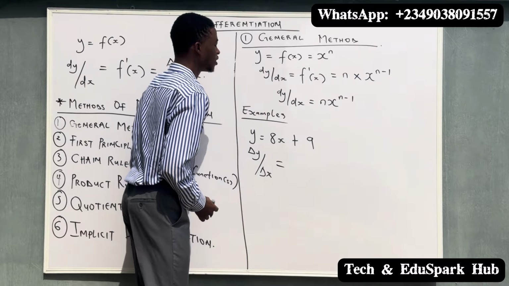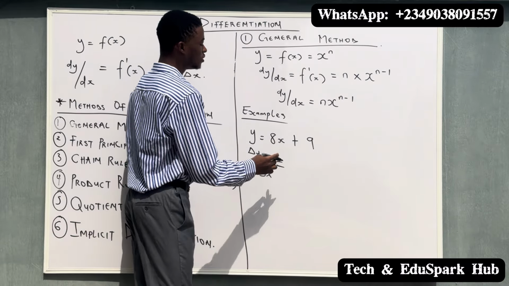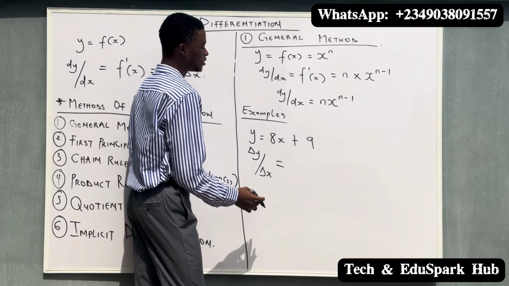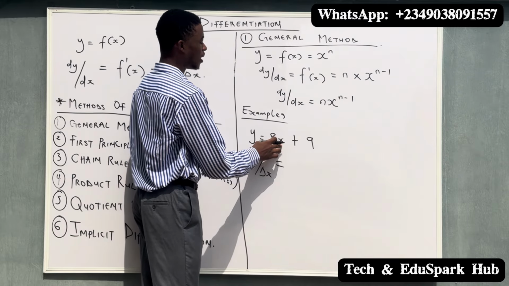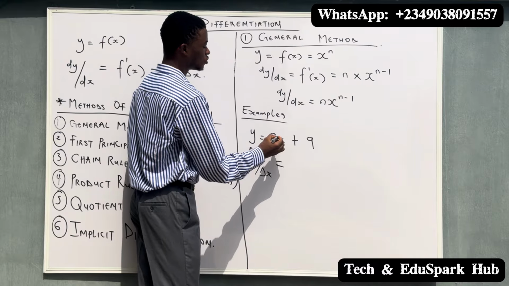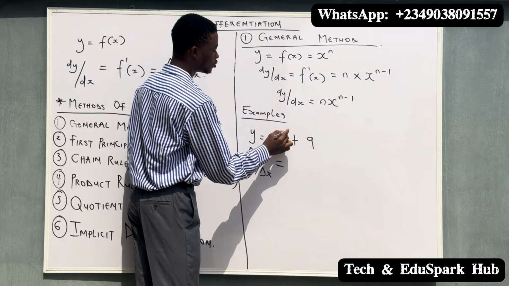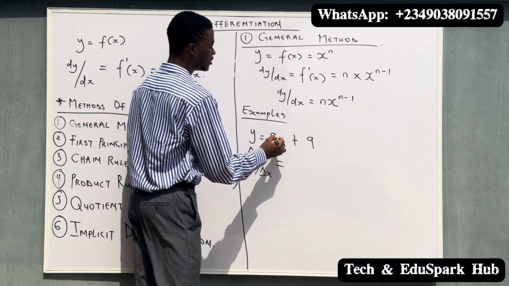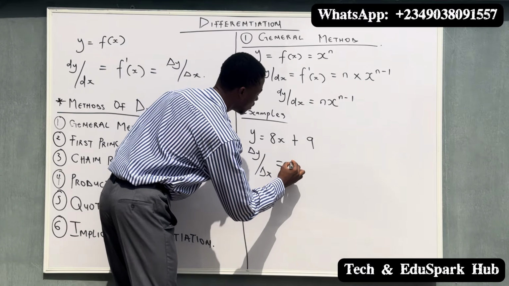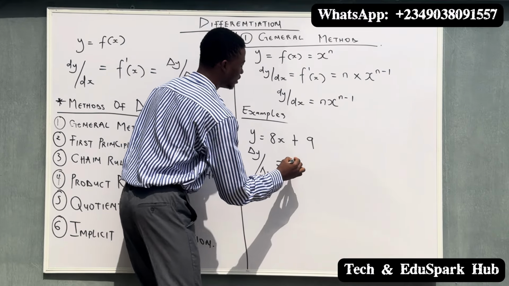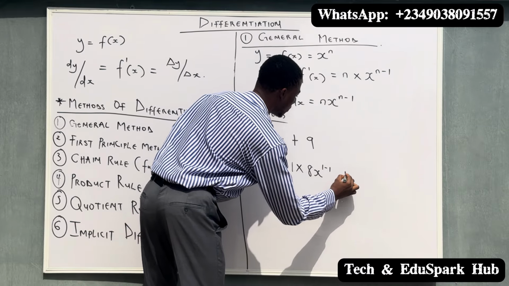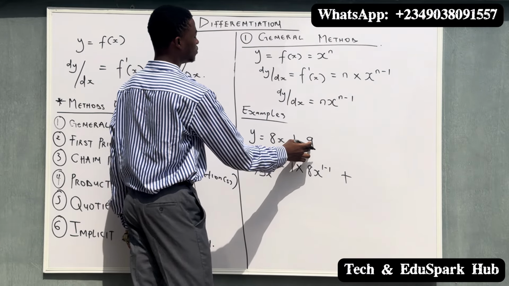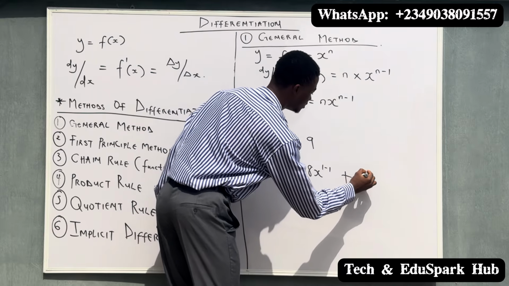So in this case, we have 8x. You can see there is no power. It is just telling us that x is raised to power 1, because anything raised to power 1 is that thing, but anything raised to power 0 is 1. So x raised to power 1 is x, but x raised to power 0 is 1. So in this case, the power here is 1. So we have 1 multiplied by 8x, and we have 1 minus 1, plus we have a constant, which is 9. When you differentiate the constant, you get 0.